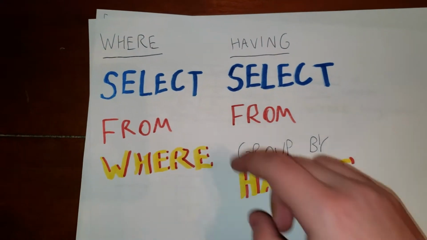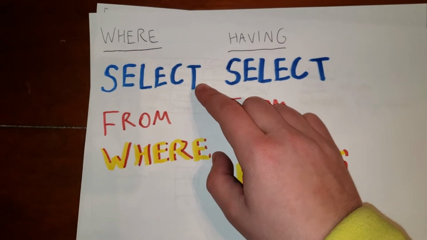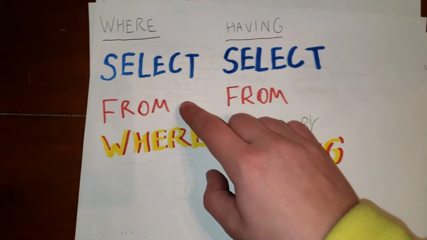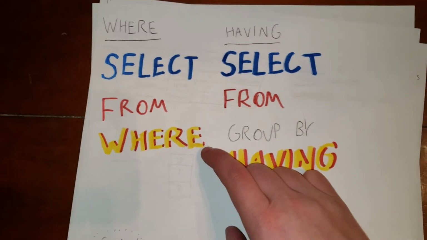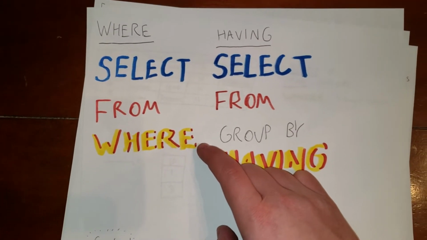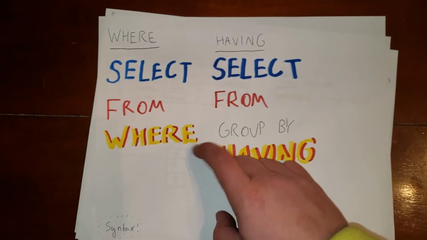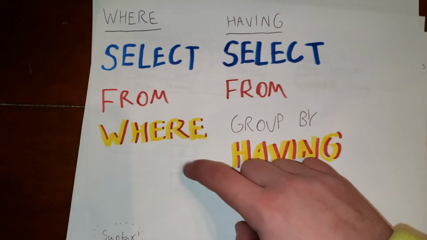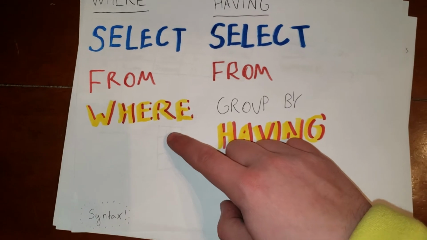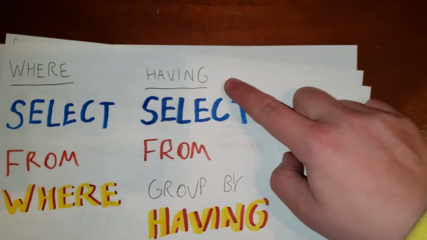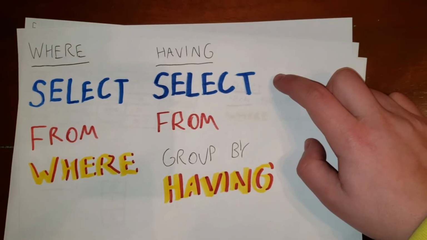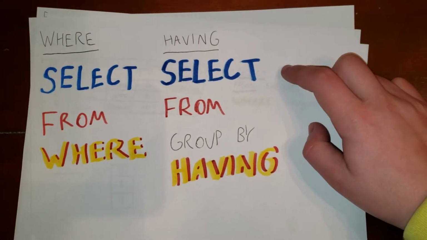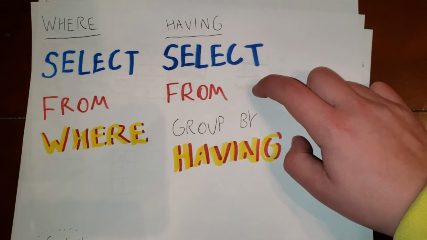For where, we're going to select a certain column or several columns from a table, and we're going to apply a where condition, which is essentially an if statement where it sort of takes only the certain elements that pass its condition. For having, it's going to follow the same first two steps where we're going to select a column or several columns from a table.